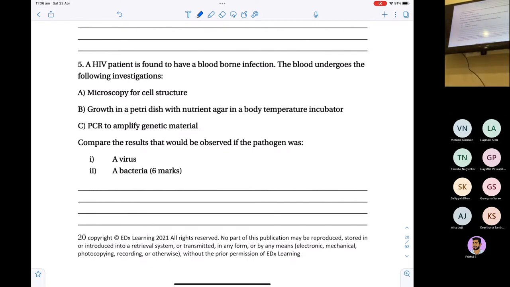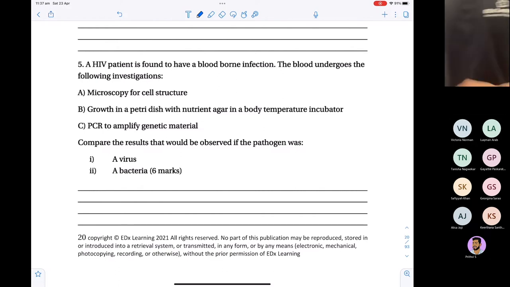Now, this is an important question because this is literally what we do as doctors. When we suspect a viral illness, we'll be ordering these exact tests. And I wanted to see whether you guys understood why we would, according to your basic biology understanding. So, anyone know any blood-borne bacterial infections? Does anyone know what we call blood-borne bacterial infections?